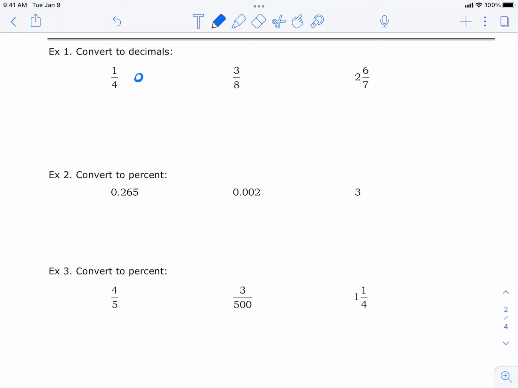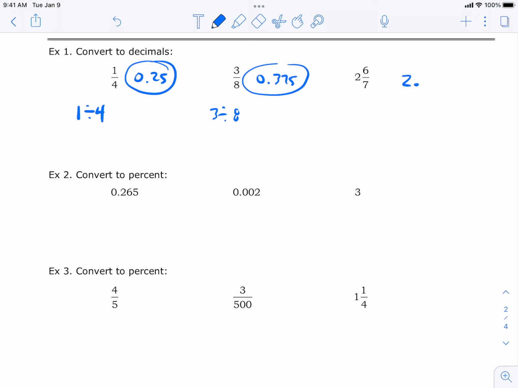Did you get 0.25? I hope so. Well, you could just grab your calculator and go 1 divided by 4, and the calculator will tell you 0.25. Here, you'll do 3 divided by 8, and the calculator will tell you 0.375. So far, so good. Here, it's 2 6/7.